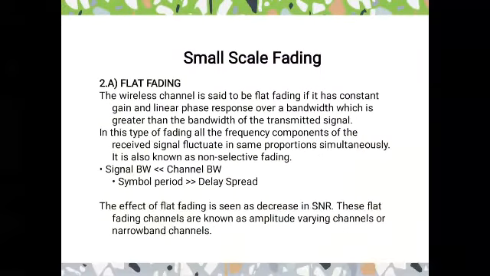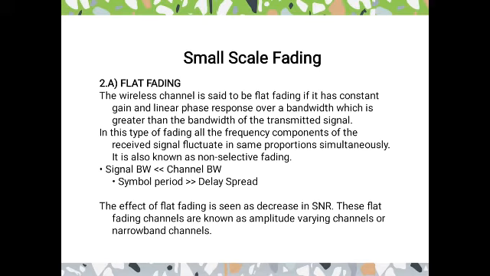When you are going for small scale fading, we have flat fading. The wireless channel is said to be flat fading if it has constant gain and linear phase response over a bandwidth which is greater than the bandwidth of the transmitted signal. In this type of fading, all the frequency components of the received signal fluctuate in the same proportion simultaneously. It is also known as non-selective fading. That is, signal bandwidth is lesser than the channel bandwidth.